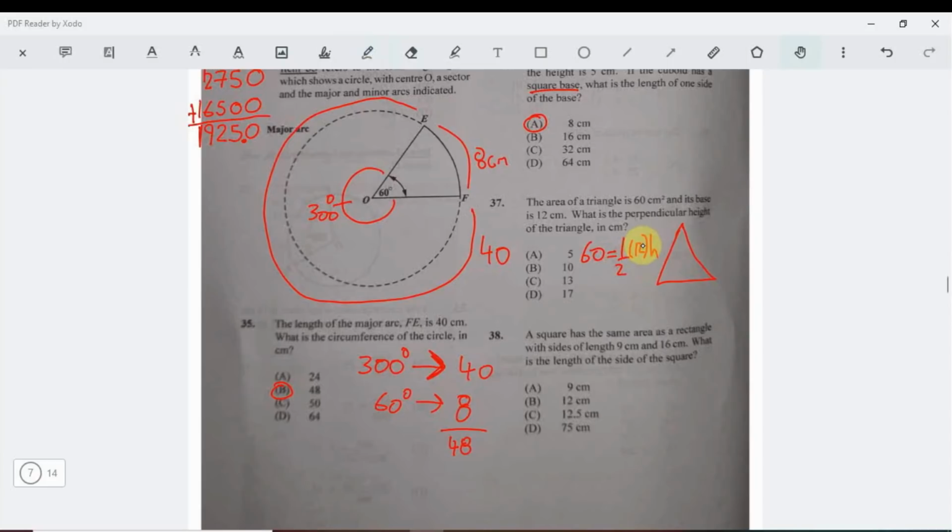So a half of 12 is 6. So 6h is 60. We divide both sides by 6, and so therefore h works out to be 60 over 6, which is 10. So the height is 10. Alright? Nice.